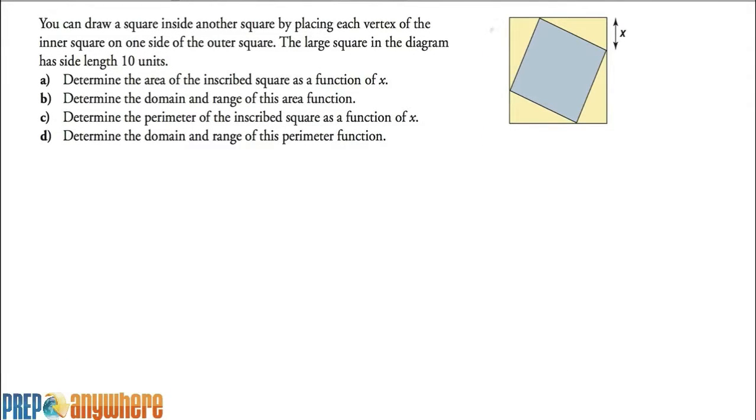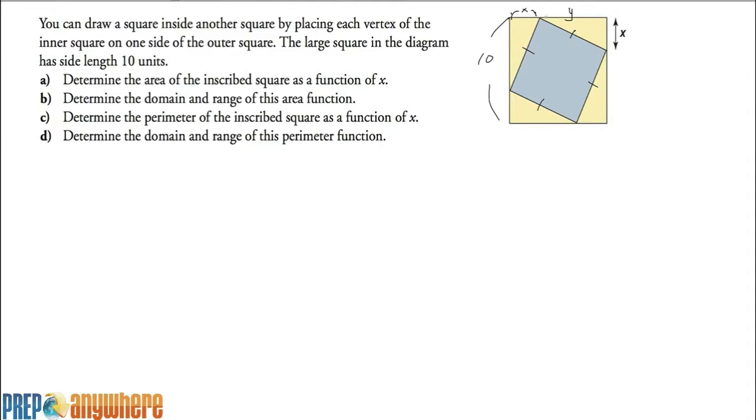Okay, so they tell us that this is a square and this side length is 10 units. They tell us this is x and this is also a square, meaning these lengths are all equal. So if this is x, you can see that this would also have to be x. Because of that, if this is x, let's call that y.